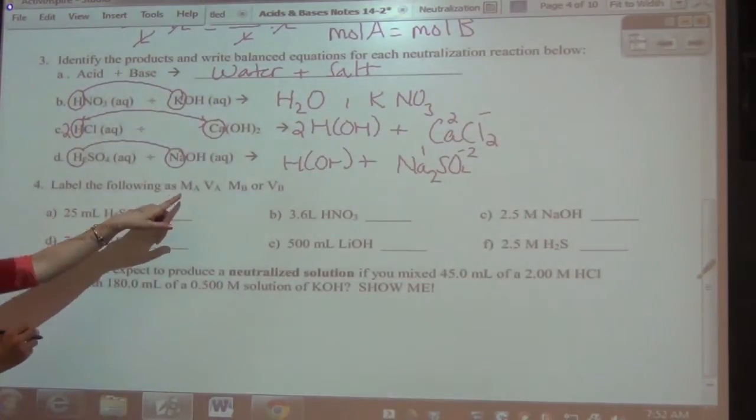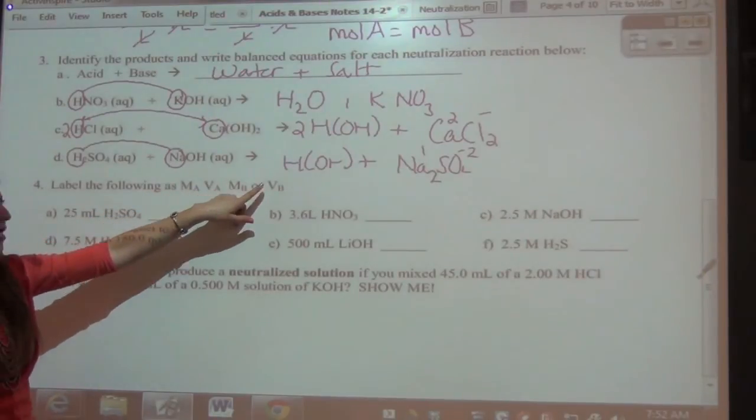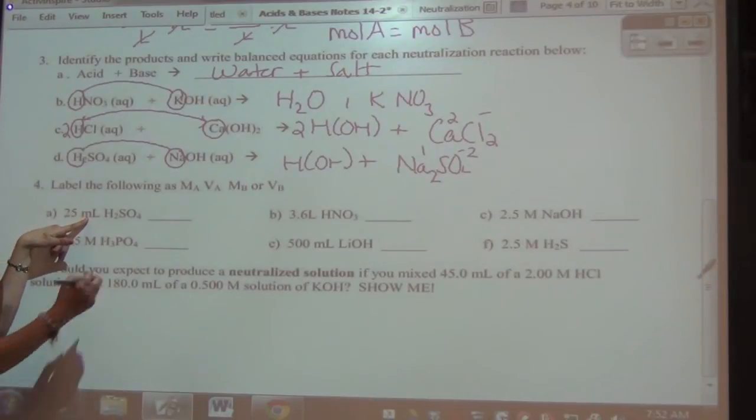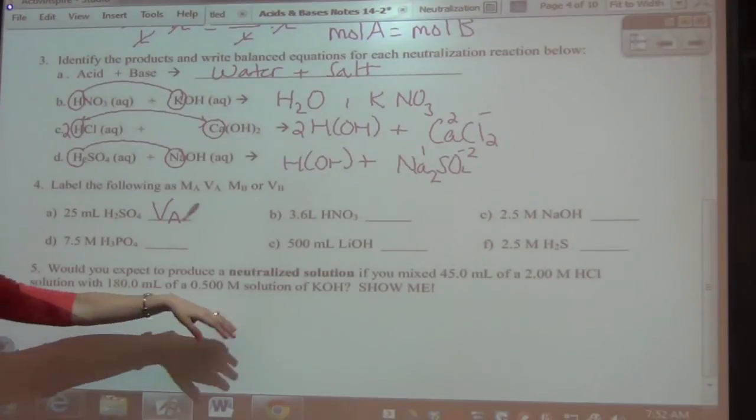Okay, so let's label these as MaVa or MbVb. The idea is if it's molarity of an acid, volume of an acid, molarity of a base, or volume of a base is how this is going to work. Is this an acid or a base? Acid. Is that volume or is that molarity? Volume. So you would call this Va. Perfect.